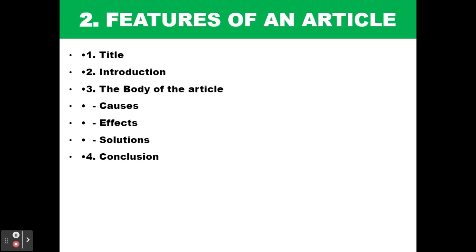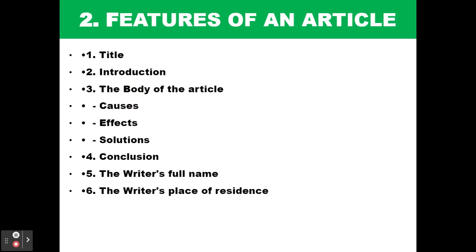Then number 4, the number 4 feature is the conclusion. And number 5, the writer's full name and the writer's place of residence. So these are the features of an article for publication in a national daily.